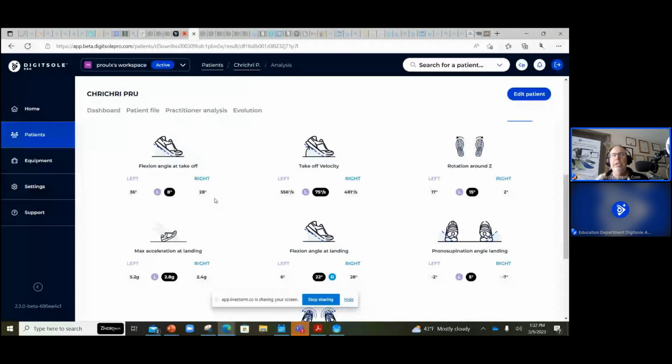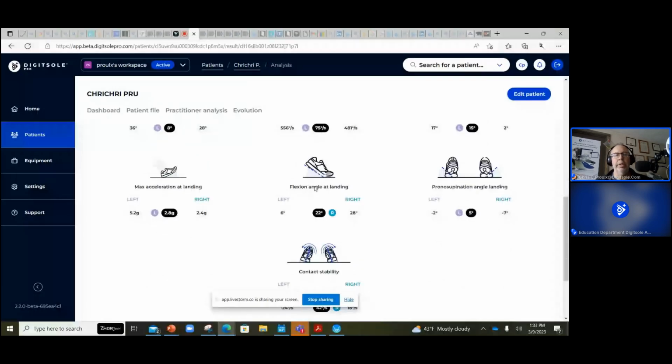The injury aspect, reducing injury risk, is the landing strategies, right? And what you want to see is a very similar angle at landing, okay? So look at this flexion angle at landing, and we see 28 degrees on the right. Their takeoff was also 28 degrees. But we see that the landing strategy was only 6 degrees. So that meant that they were actually landing almost in a neutral position, right?